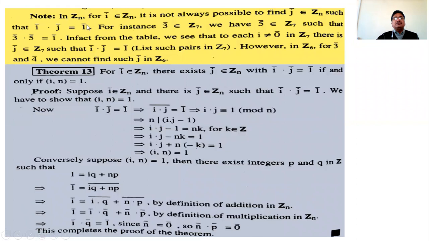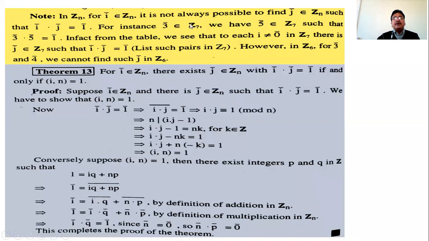What is the theorem? First we see what the inverse of a residue class is. In Zn, we know that Zn means the set of residue classes modulo n. For I bar belonging to Zn, it is not always possible to find J bar in Zn such that I bar times J bar is equal to 1 bar. For instance, in Z7, if we take 3 bar, then we have 5 bar in Z7 such that 3 bar times 5 bar is 15 bar. And in Z7, 15 bar is what?